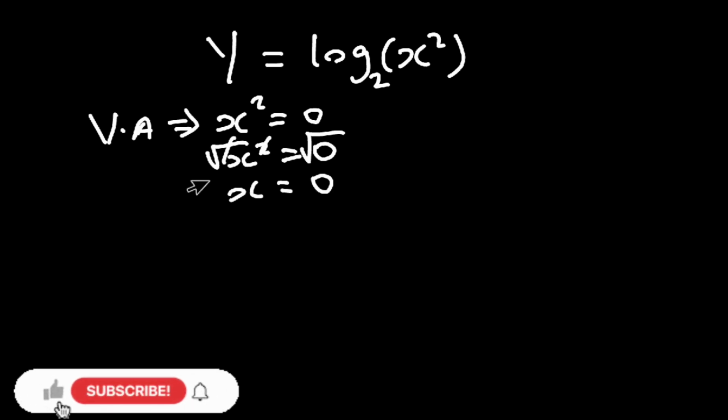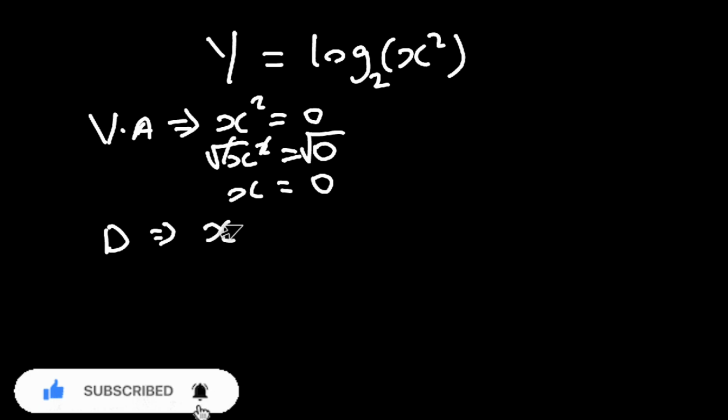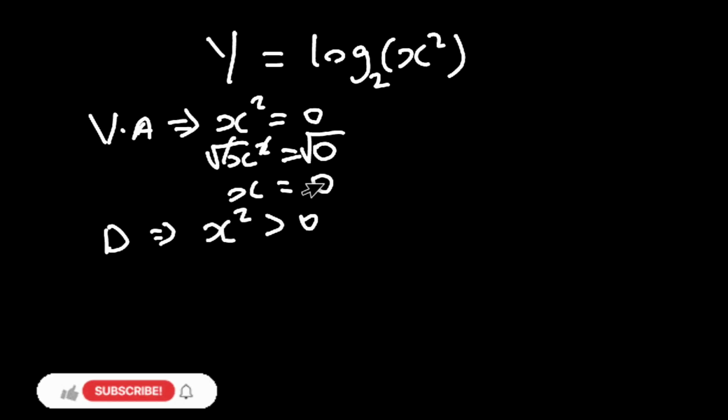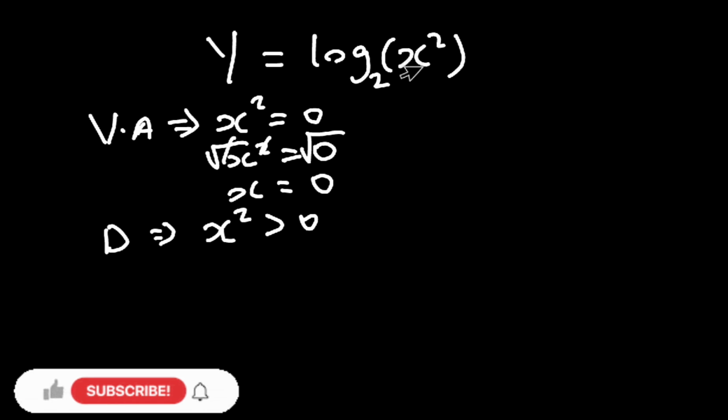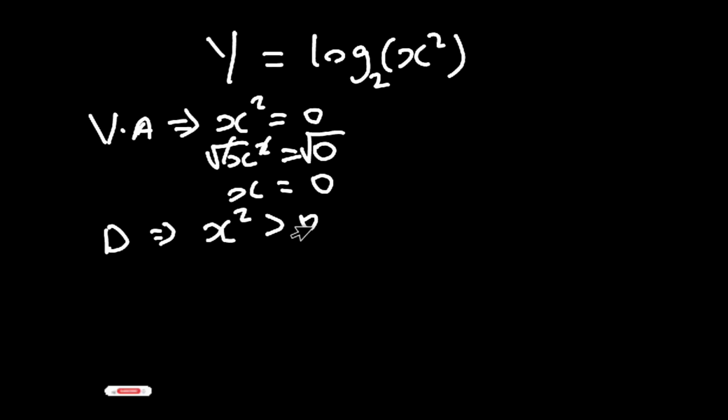The second step we're going to take is to find the domain of this function. To find the domain, we're going to set the inside again to be greater than 0. The reason is that we can't have 0 inside a logarithm function. Log 0 base 2 is undefined, so any number that must be here must be greater than 0. Now we have x squared is greater than 0.